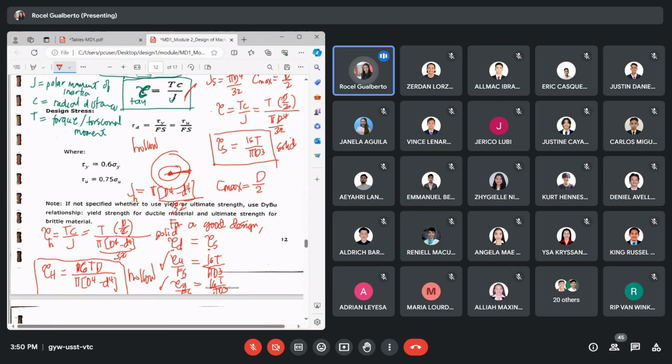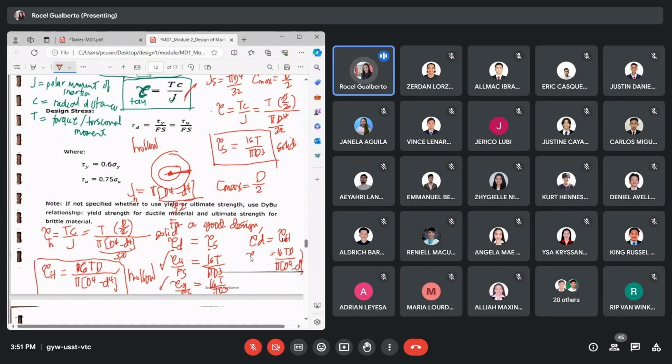Okay? Ductile for yield. Yung ultimate naman po, para po yun sa brittle material. So, ito po yung gagamitin natin. Kung siya naman po ay hollow, then tau D equal to the tau po ng hollow. Yun po yung equation natin. Ito po, 16TD over pi quantity D to the fourth minus d to the fourth.